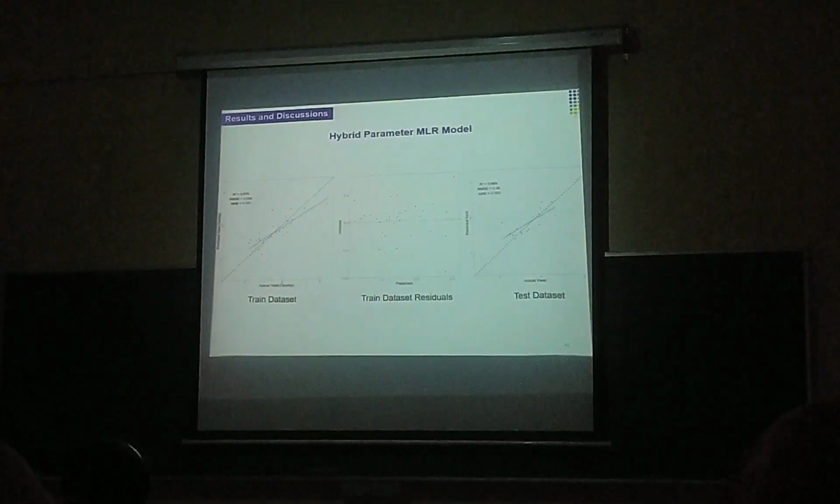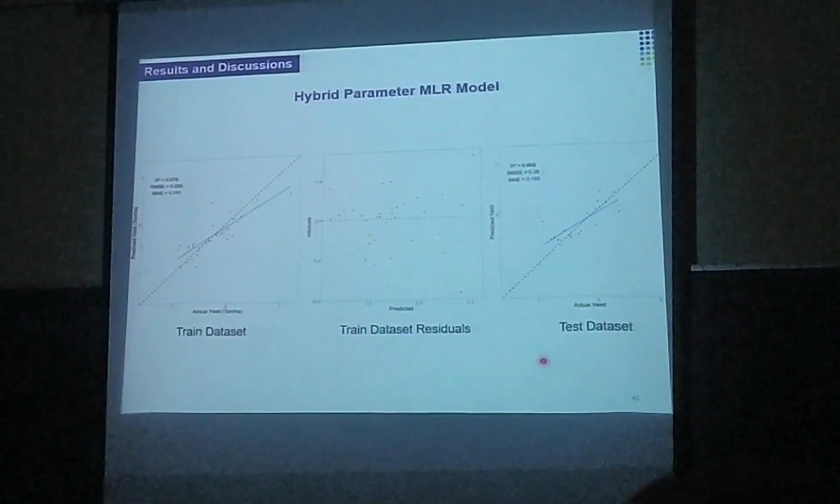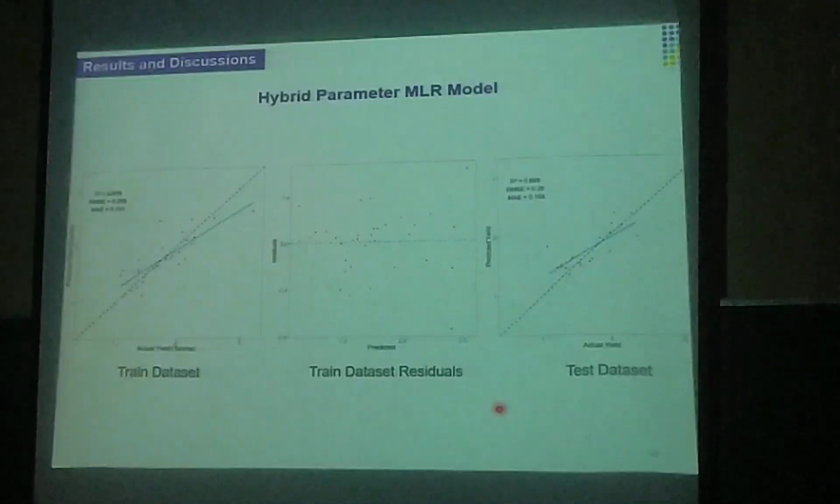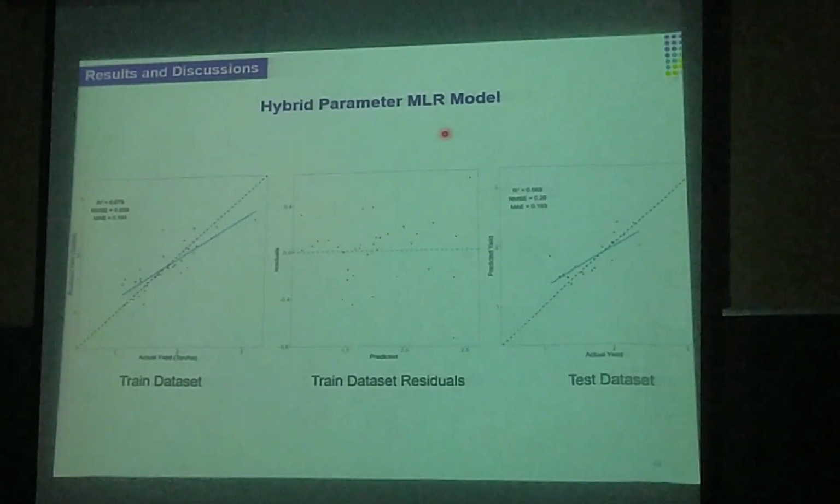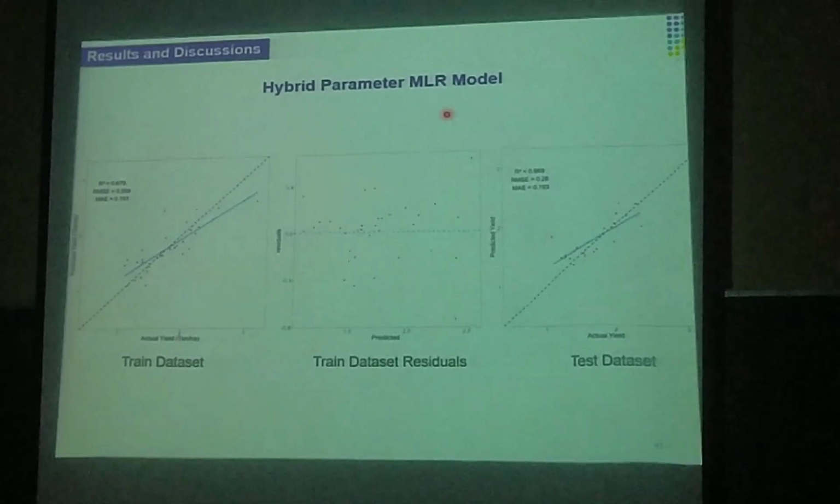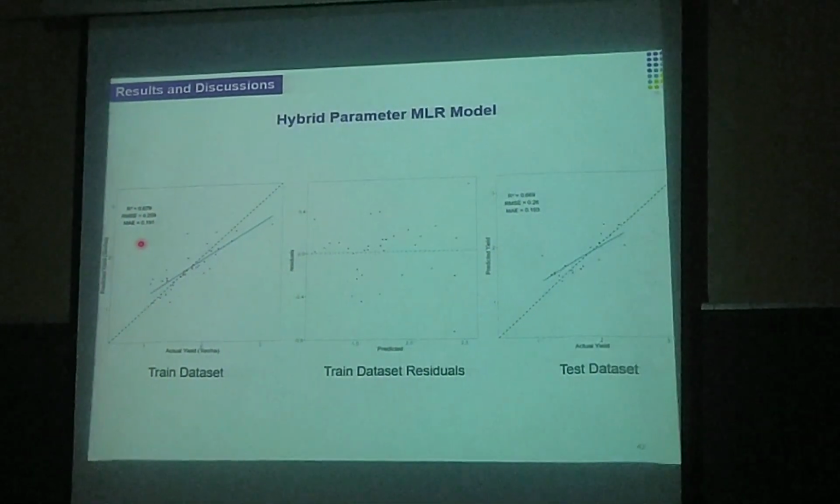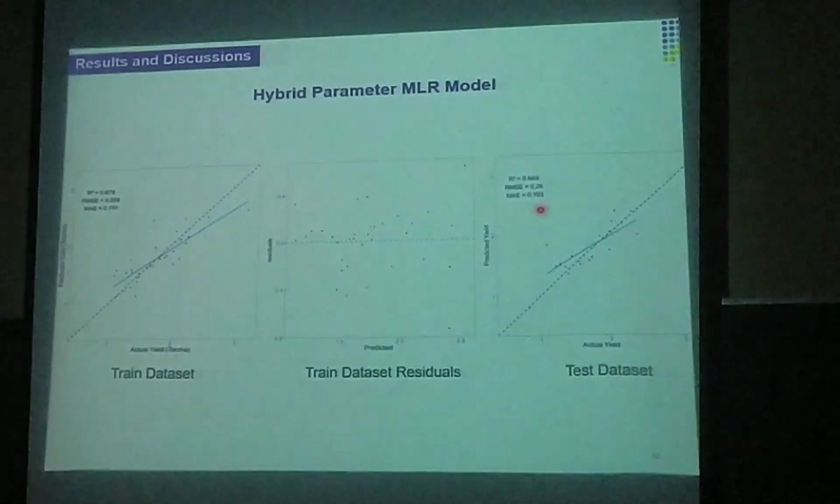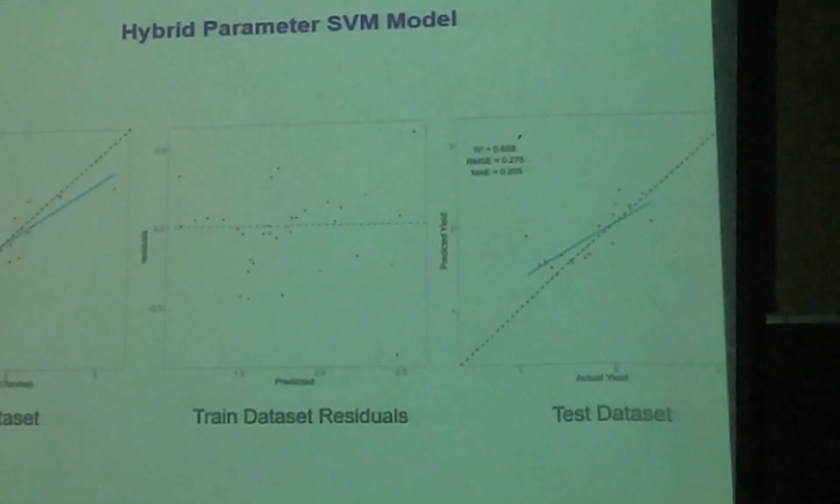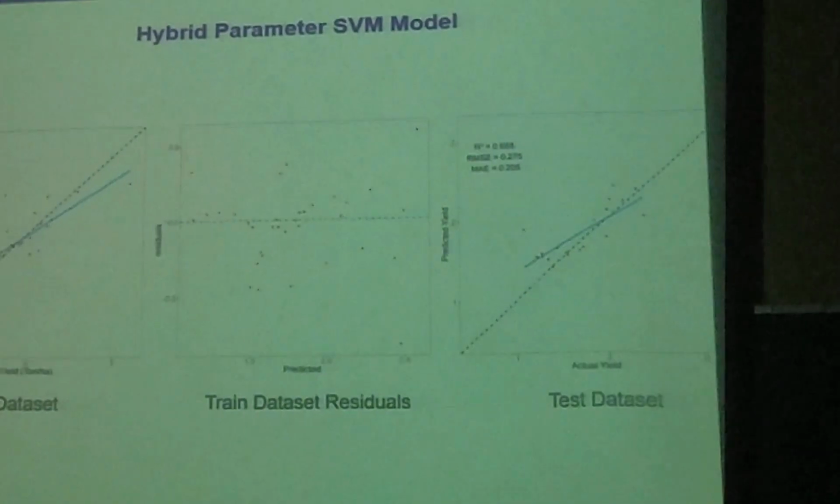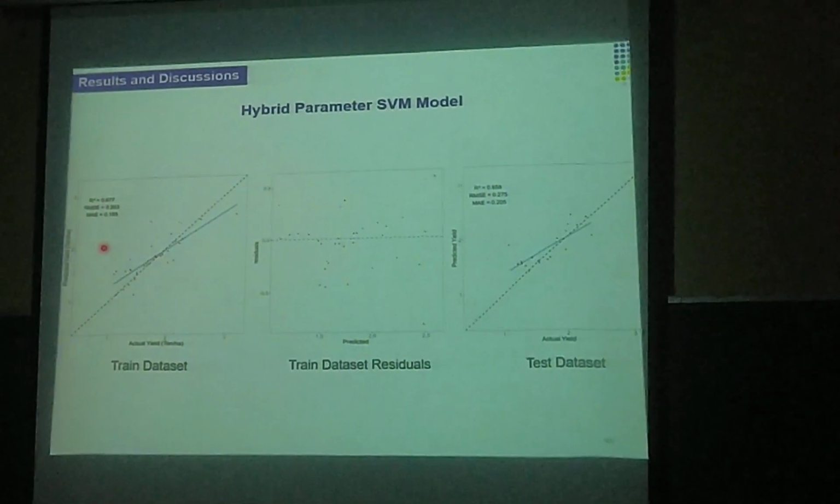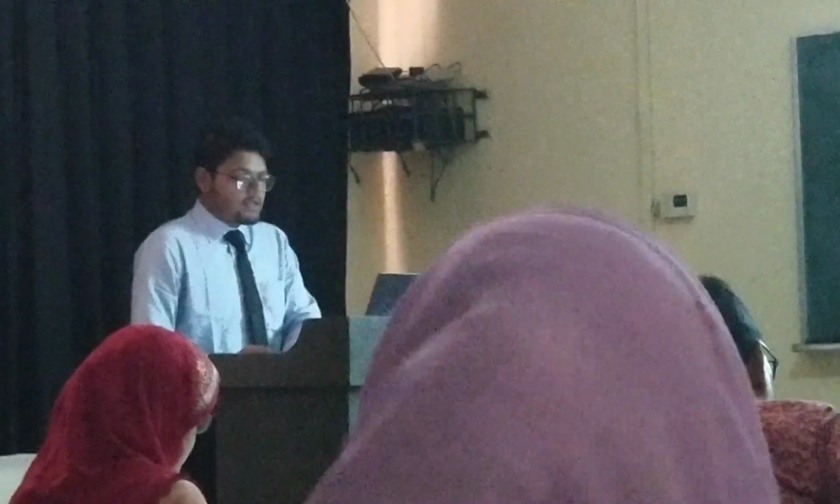Now let's dive into the hybrid parameter models. For the hybrid parameter model, the multiple linear model has performed moderately compared to others. Here the R-square value we can see is 0.67 and for test is 0.66. For stepwise, the predictive ability has been improved from 0.66 to 0.67, and the same goes for the SVM model too.